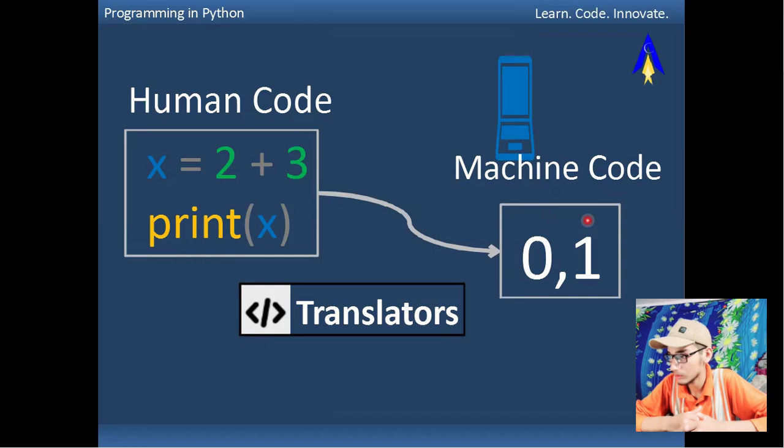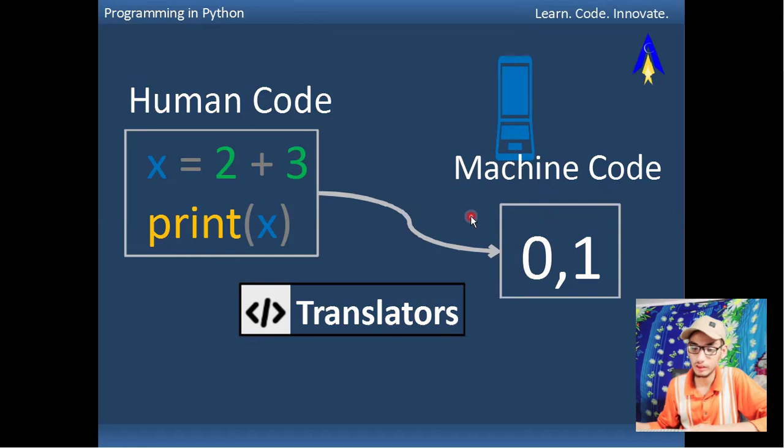So that they can understand very well. Okay, so hopefully you got me. One thing more: this means that machines never see Python or C or our human code. They just get zeros and ones, which are converted by translators, either a compiler or an interpreter. We will discuss it in the next class.